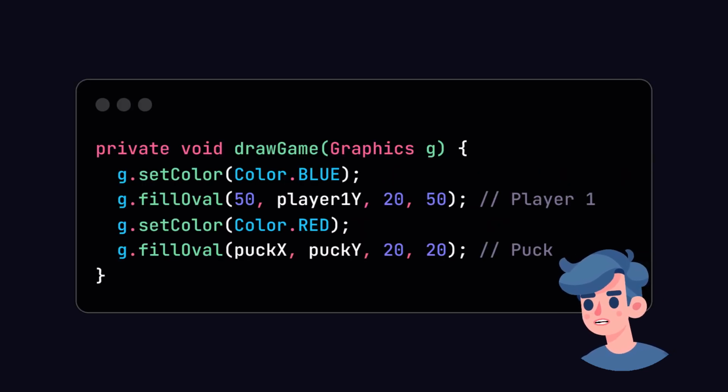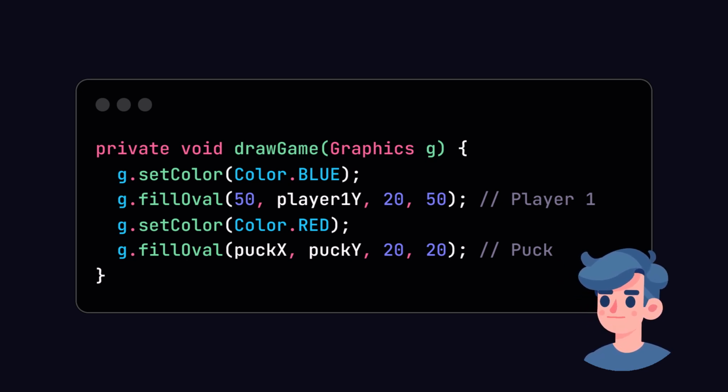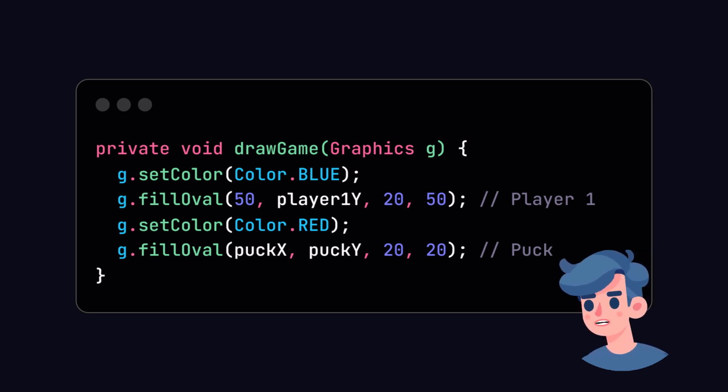Let's update the drawGame method to show the player and puck. We will use the fillOval method of the Graphics class to draw the circles. Here's how you do it.